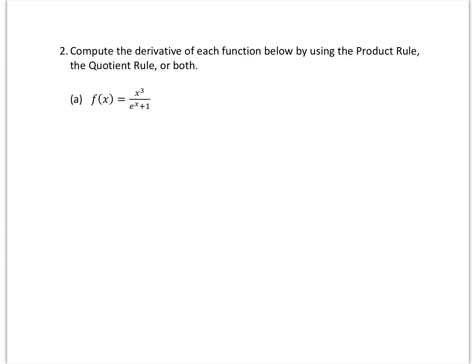Compute the derivative of each function below using the product rule, the quotient rule, or both. X cubed over e to the x plus 1. So I'm going to treat my numerator as f and my denominator as g, and I'm going to apply the quotient rule. So the derivative of this function is going to be f prime. Remember, the derivative of a quotient is f prime g minus fg prime over g squared.